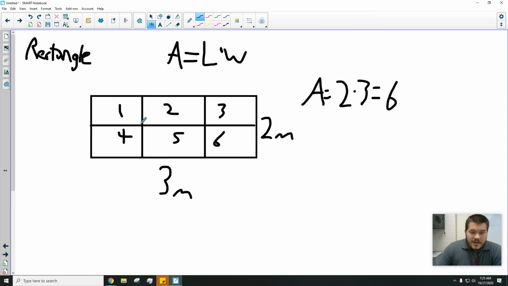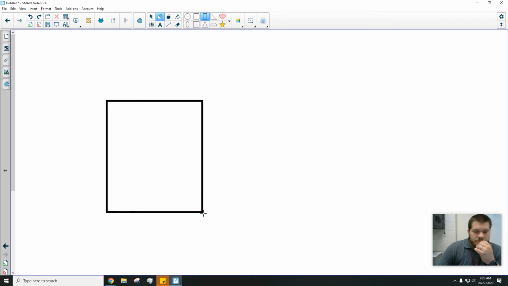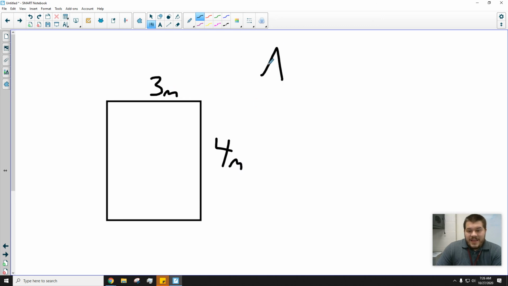So I think I'm going to drop this aspect because y'all see that kind of works. So let's go on to the next one. Let's give ourselves another rectangle. Okay. Let's say it's got 3 on top, 4 on the side. We'll just say meters again because it's easy to write. If I want to find the area, it's going to be length times width.